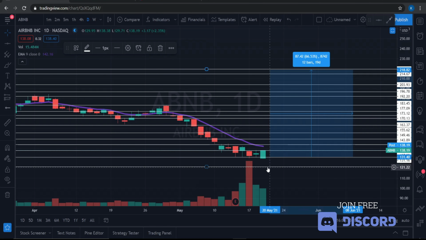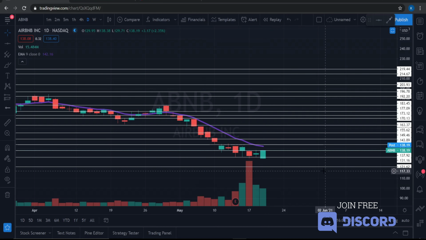So if you bought it here at this support line that has been bouncing and were to hold it to the top all-time highs, you'd be looking at a 66% move on your return, which is a great investment. And I do believe in this company, Airbnb. I do believe it's going to be a strong company in the future. I just don't know when. So we're just looking at the technicals, paying attention to that.